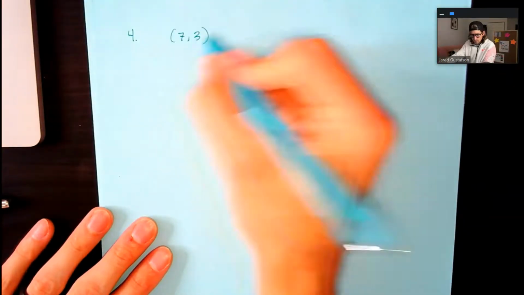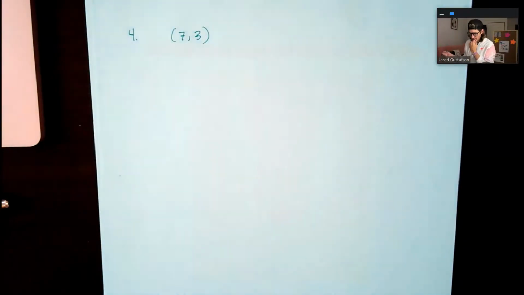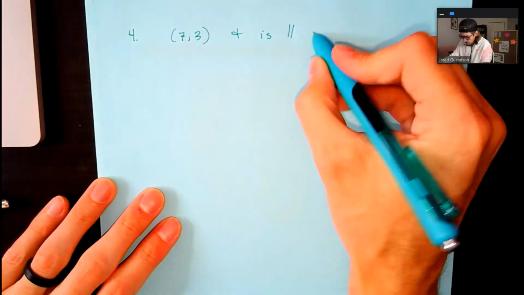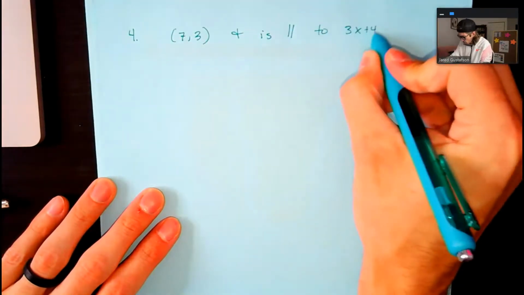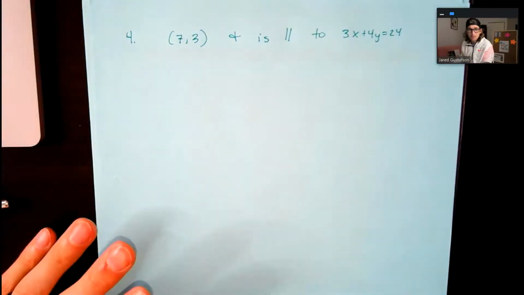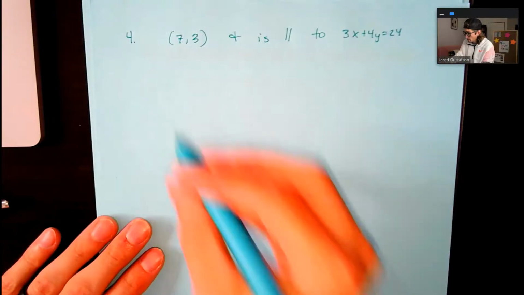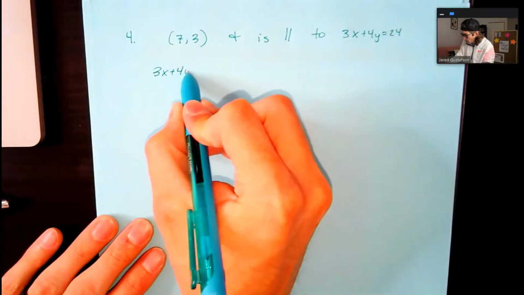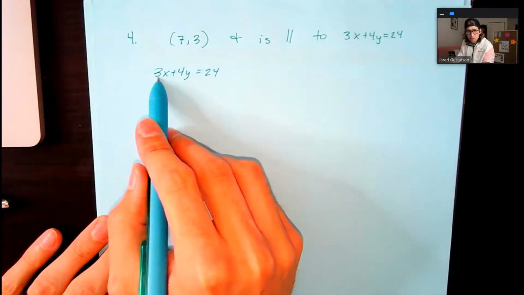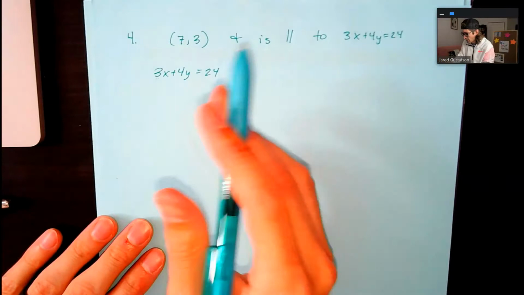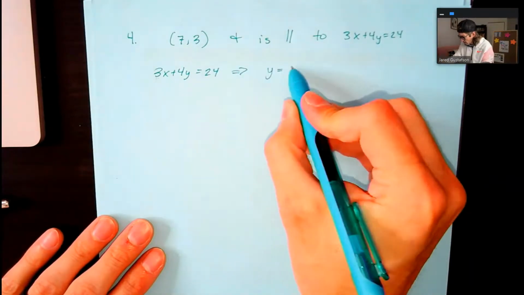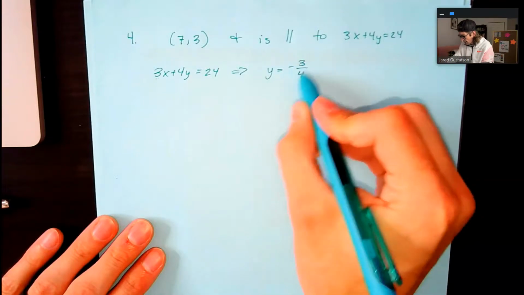So number 4, let's find the line that contains the point 7,3 and is parallel to 3x plus 4y equals 24. We have a point, we need a slope. So one thing I tell my Algebra 1 students, this thing in front of the x is not the slope until the y is by itself. So if we were to rewrite this, hopefully you're okay with me kind of skipping some steps for writing.